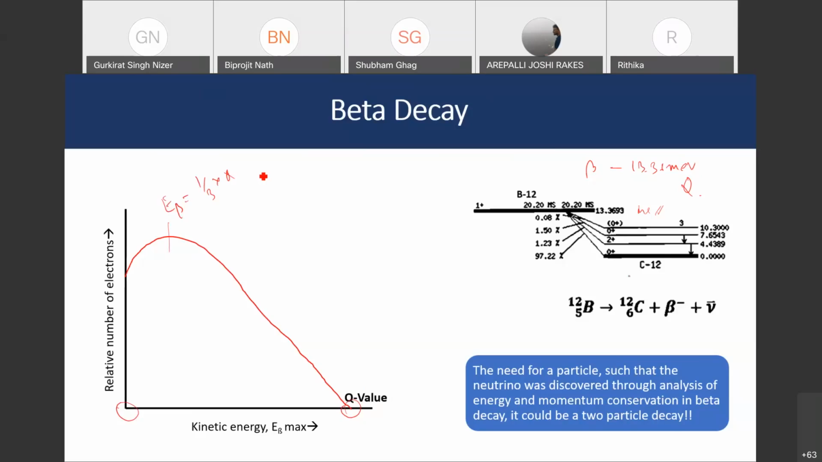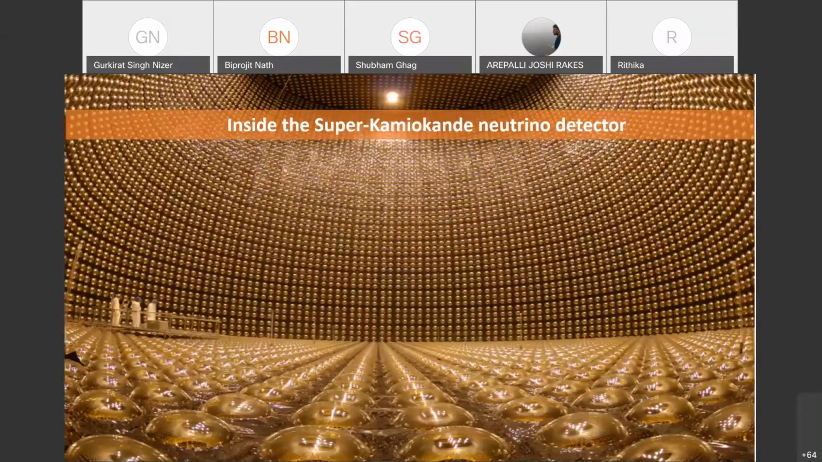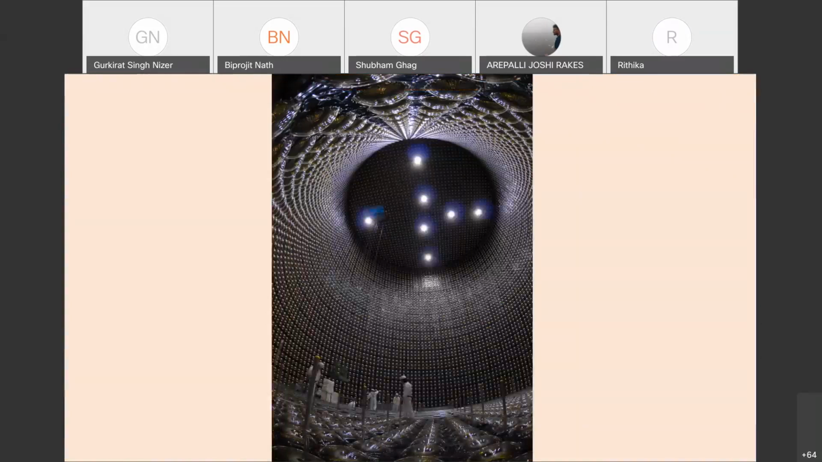Now the question is, where does this extra mass and energy go? It is shared by the neutrino and the beta particles. And there comes the concept of the neutrino, which takes away the extra mass and energy. That's the detector in Super Kamiokande in Japan, and all of these are photo tubes, which are meant to detect the simplest neutrino if present. It's very difficult to detect neutrinos.